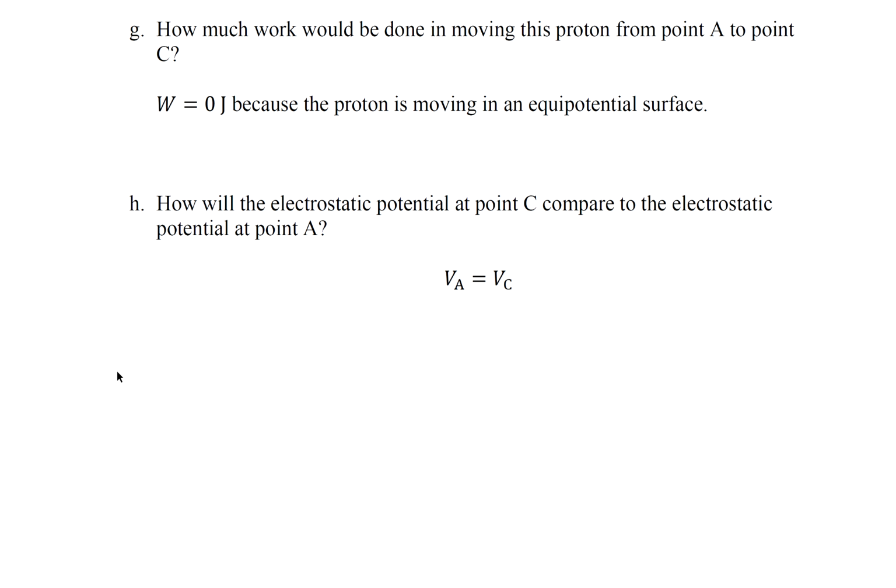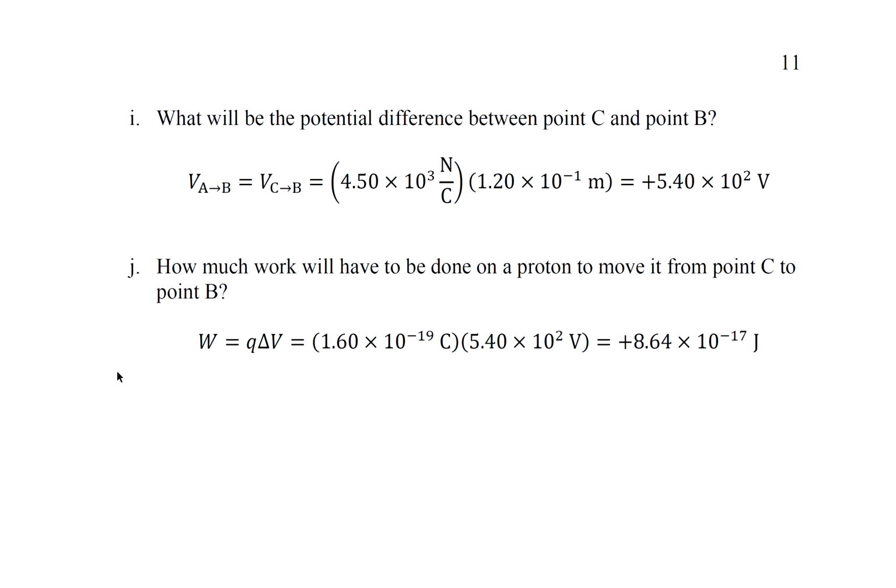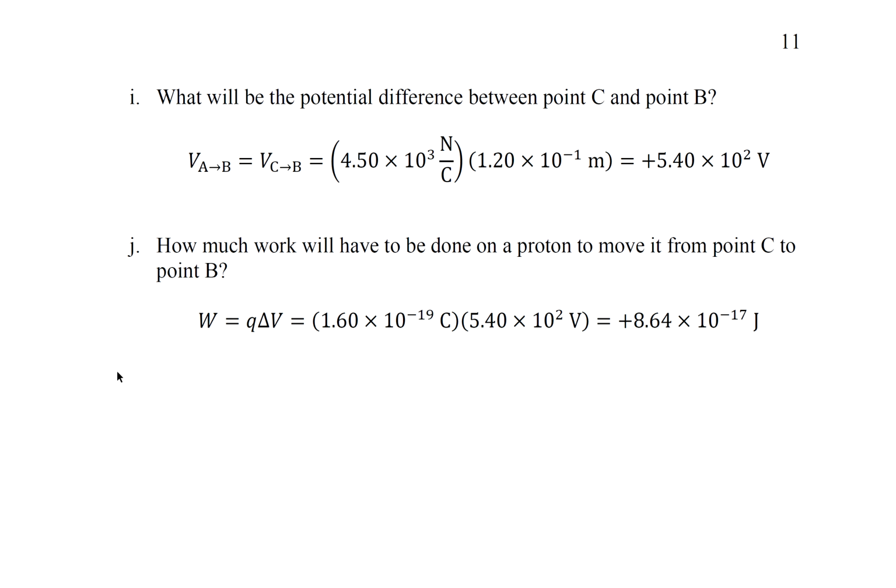Part H, how will the electrostatic potential at point C compare to the electrostatic potential at A? They're both equal to each other. Part I, what will be the potential difference between point C and point B? It's going to be equal to that of A and B.